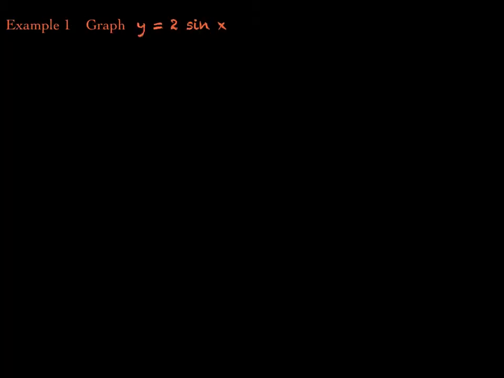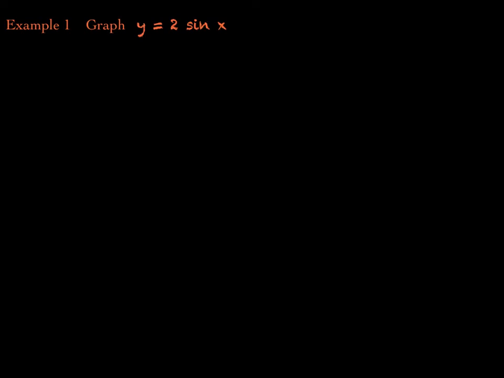All right, we've reached our first example here. We want to graph y equals 2 times sine of x. Now, I hope to show you by the end of this example that this 2 right here is the coefficient of our function. This 2 will represent, as far as transformations are concerned, a vertical stretch by a factor of 2 units. In other words, our graph will be stretched vertically by a factor of 2 units.